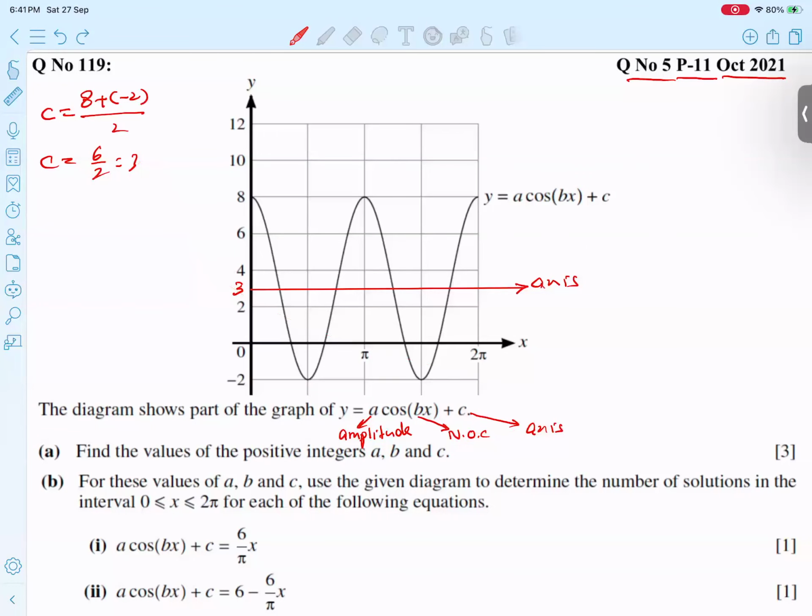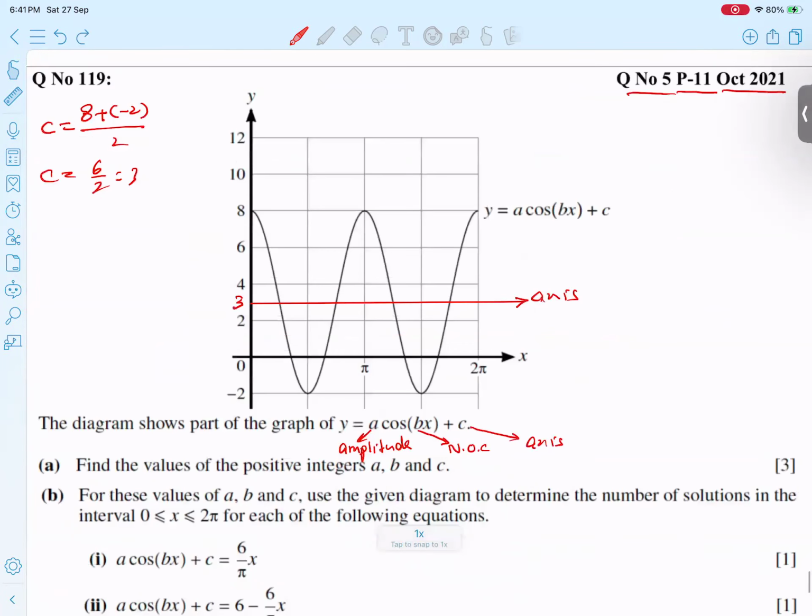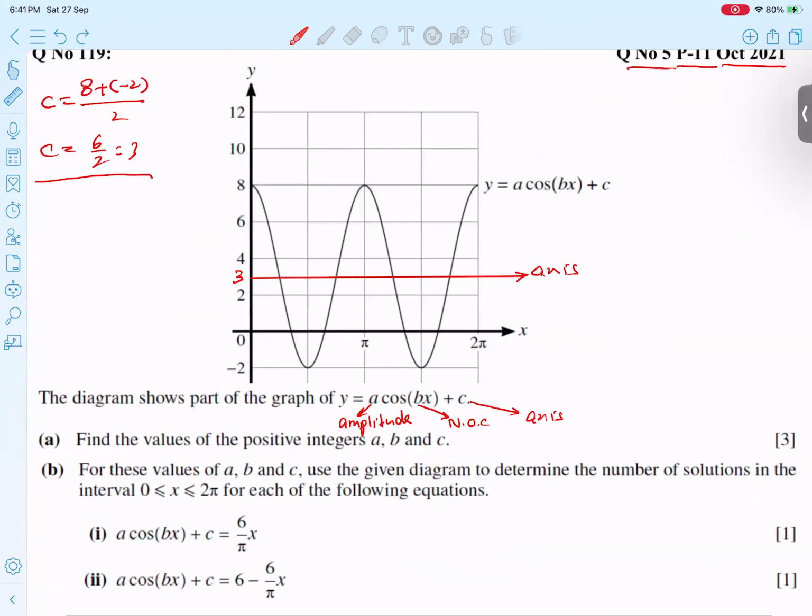Now, what is A, the amplitude? Actually, how much from the axis do I go up and how much do I go down. So naturally 8 minus 3, subtract, I get 5. So this is called amplitude. And I can write directly here without any hesitation. So what does A stand for? Amplitude. The highest value is 8 and the middle axis is 3, and I got 5.